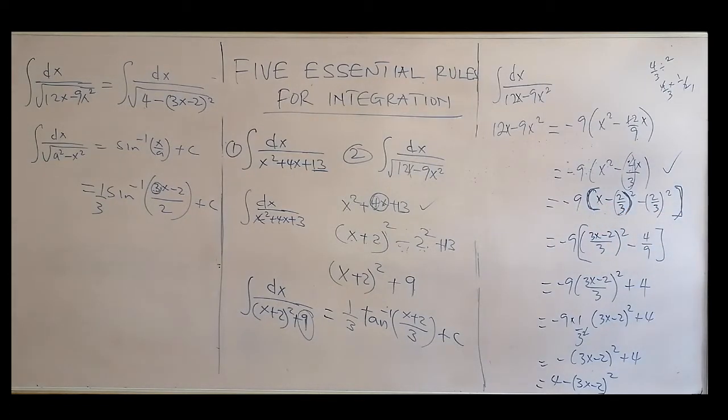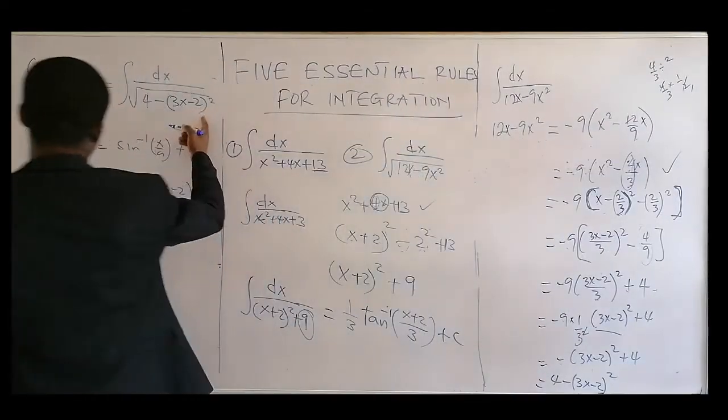Then express 2 over 3 squared as 4 over 9. Then allow the 9 to go in. If 9 goes in, it affects the power 2 on the numerator and the denominator, so this will be 9 and this one will cancel out. We have the minus of this expression, and then also minus 9 times this one, which will be plus 4. That's what we have done there, and finally we arrive at this.